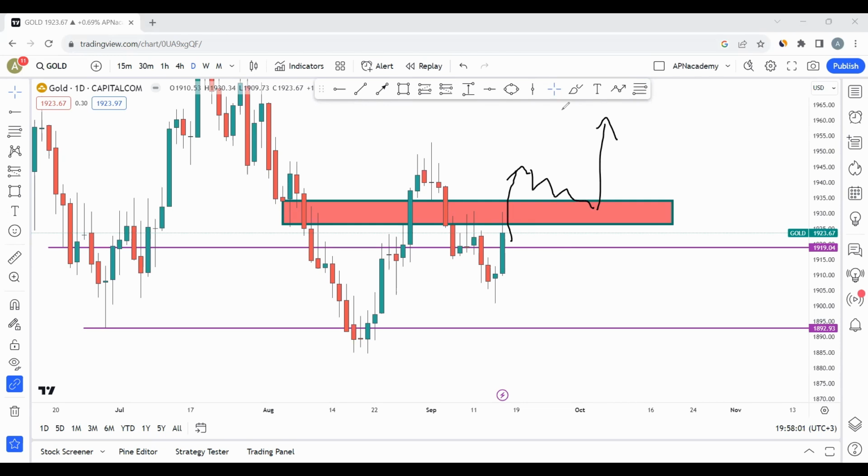But remember, the bias is still downwards, because it has not broken this lower high, lower low, lower high, lower low. As long as it does not take out this lower high here, this area, the market is still going to go down until this target here. So that's what we're watching out for on gold.